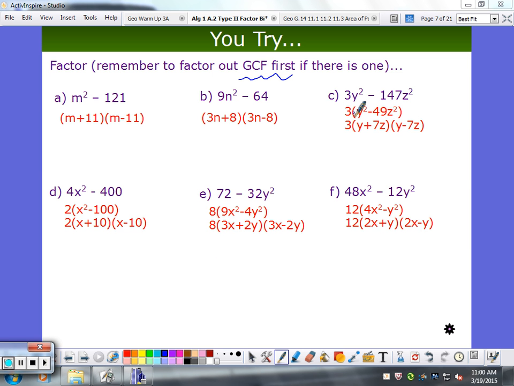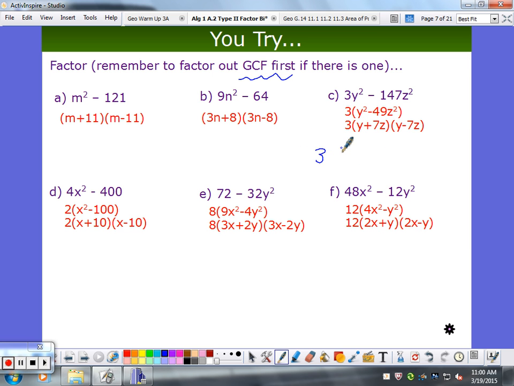C's a good one. Is there a common factor? Yes. How did I know this was divisible by 3? 1 plus 4 is 5, 5 plus 7 is 12, and 12 is divisible by 3. So I divided by 3. You get y squared minus 147 divided by 3 is 49. When I saw y squared minus 49z squared, a bell went off in my head. Okay, it's a perfect square minus perfect square.